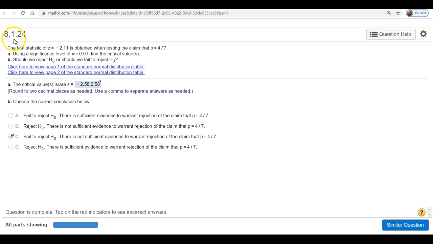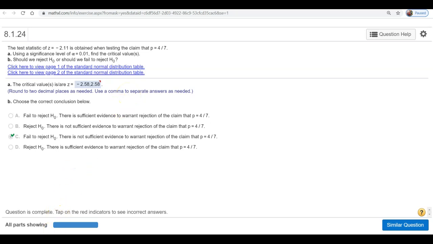So this is 8.1.24. When you're doing your homework, you'll see something similar to this. Our test statistic is given, and we're told that P is equal to 4/7. And we want to see if we would reject or fail to reject this. Okay, now let's think about what happens with these types of tests.